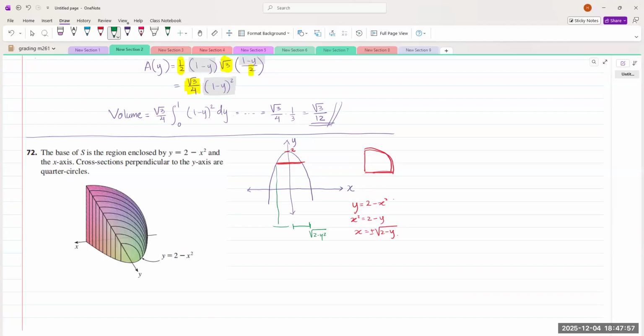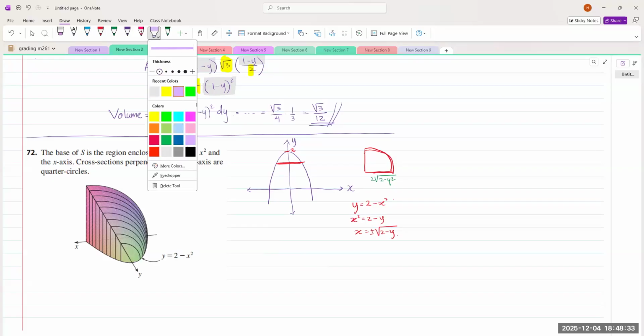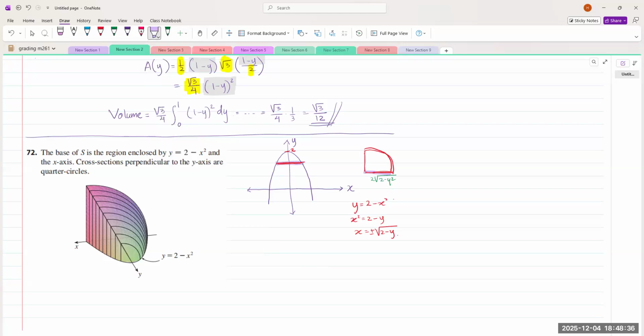Okay, this part here, the position here is negative square root of 2 minus y. So altogether the length will be 2 square root of 2 minus y. That's the radius of the quarter circle. So this is 2 square root of 2 minus y. Yeah, try to follow me in writing. Okay, so this guy, let me highlight so that you know which one we are working on.